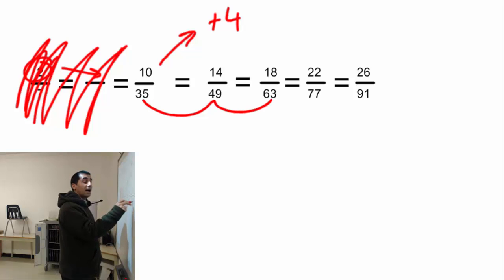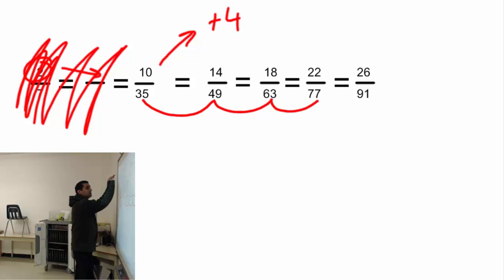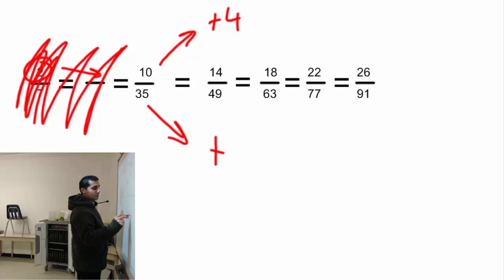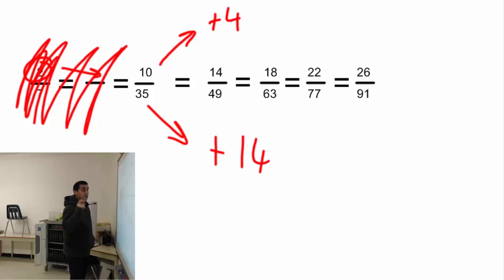That's also right. I think this is the pattern, but I'm just going to go one more step and see if I got this right. 63 plus 14 is 77. Okay, I got this right. All right. So the pattern here is that the bottom numbers go up by 14. So top numbers by 4, bottom numbers by 14.